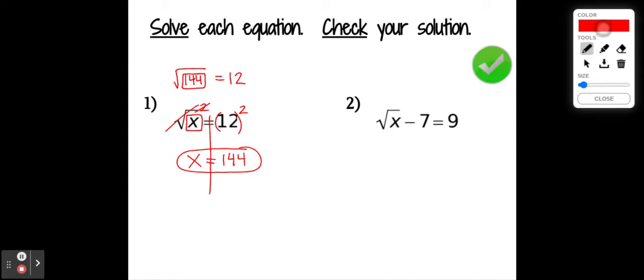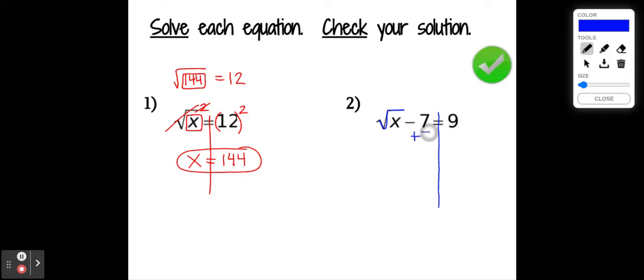Okay, let's try another one. Over here on this side, we have the square root of x minus 7 is equal to 9. All right, so let's algebraically solve this as well. The goal is to isolate the x and get it all by itself to find the value of it. Well, right now the x is trapped in this radical sign. It's trapped in this cage. I'm going to leave it there. I'm going to undo the minus 7 first.